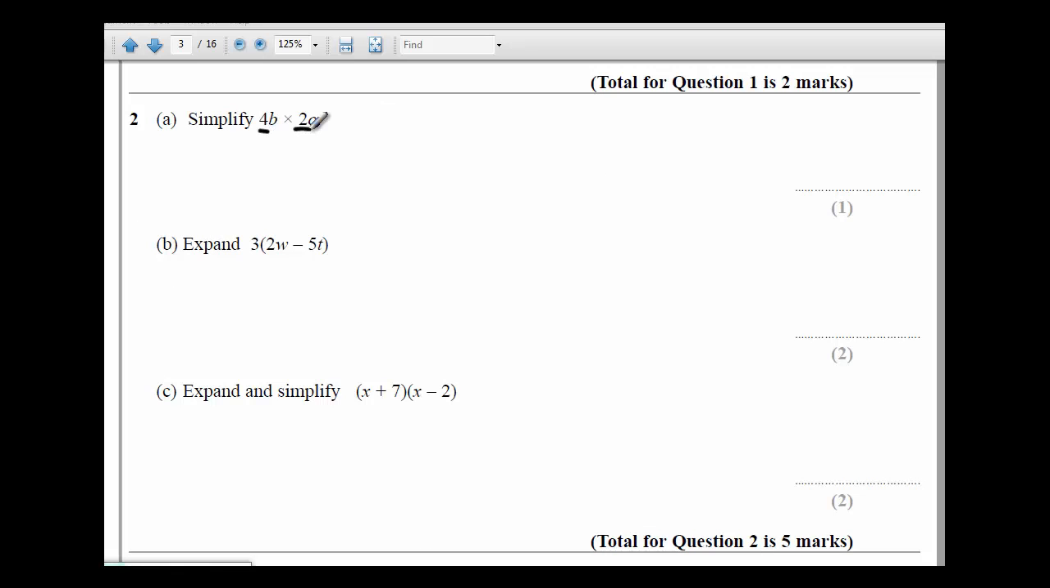First, I want to simplify 4b times 2c. Now 4 times 2 is 8, times by b, times by c. So my answer then is just 8bc.